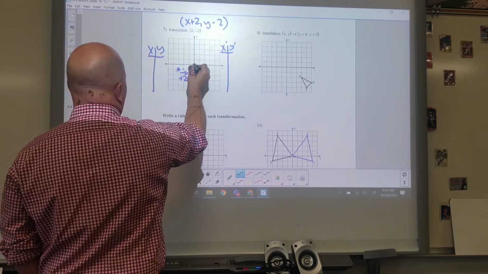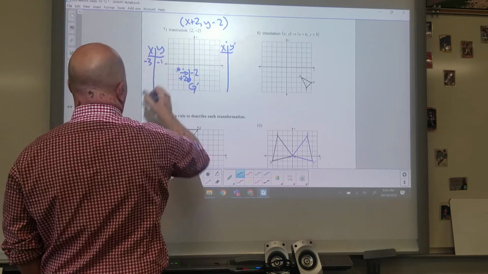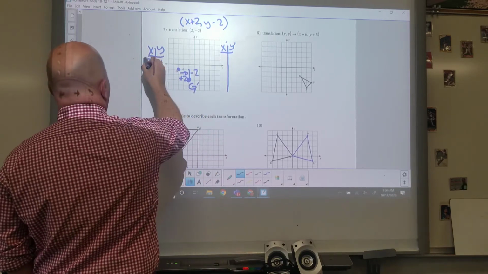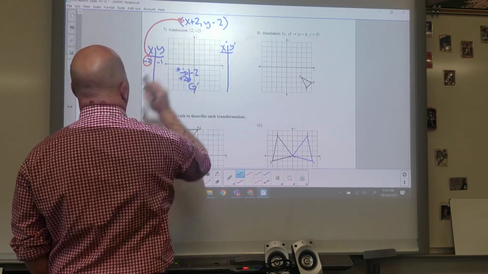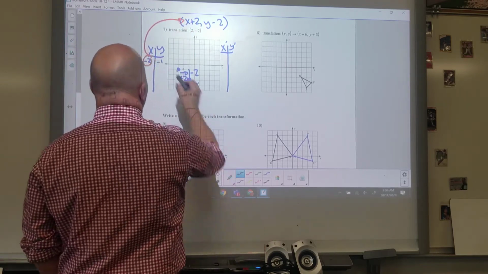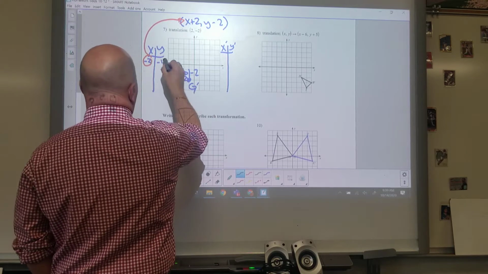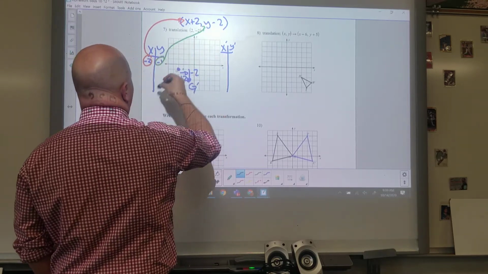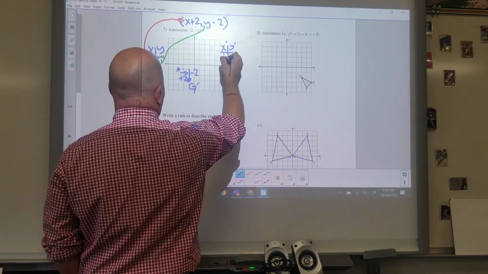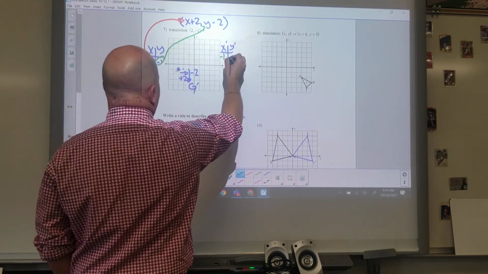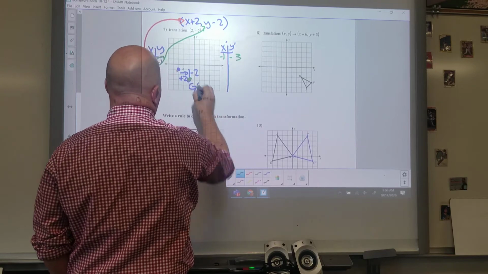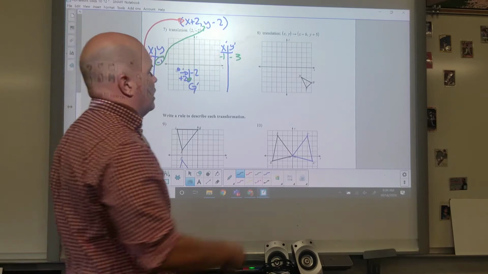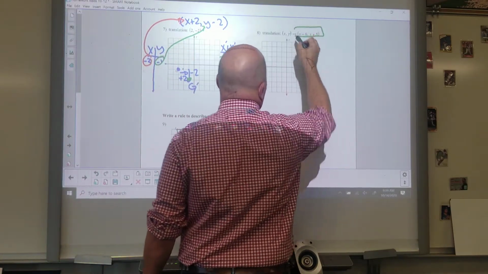If I wanted to put it into my x prime, y prime, this would be at negative 3, negative 1. When I move it, I'm going to take my x value and plug it into my x rule, and my y value and plug it into my y rule. So negative 3 plus 2 is negative 1, and negative 1 minus 2 is negative 3, and that's where G prime ended up. That's your translation rule that you're using.